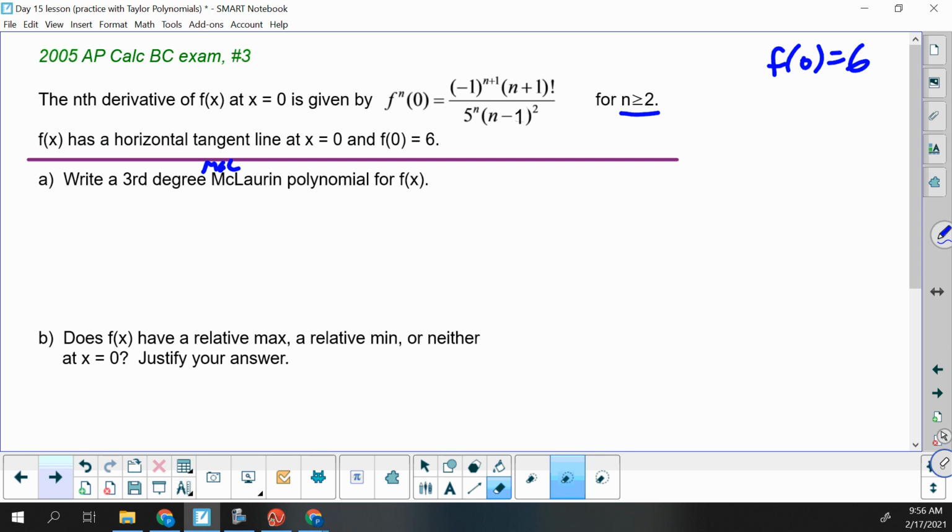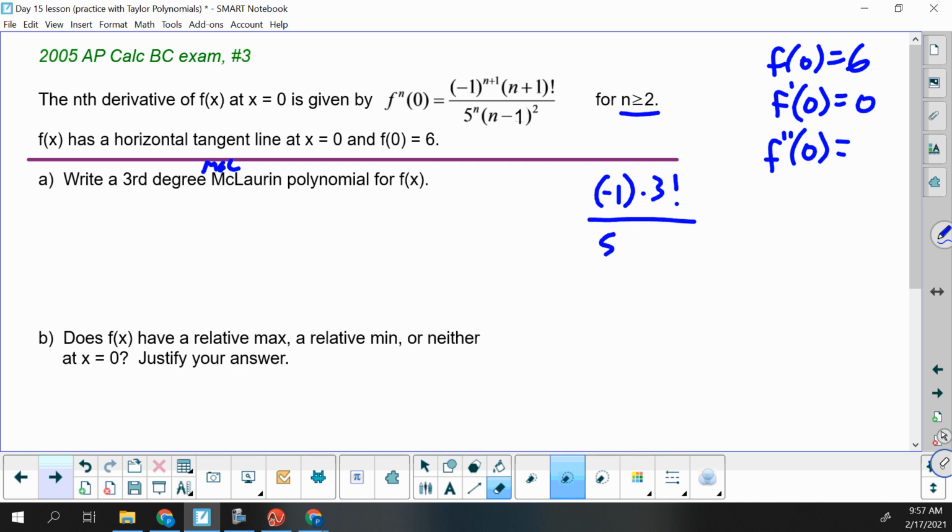Well, they tell us in the question that f of 0 is 6. If there's a horizontal tangent at x equals 0, that means our first derivative at 0 is 0. For our second derivative at 0, we've got to sub in 2 into our expression. So let's do the work here. So I have negative 1 raised to the third, so that's going to be negative 1 times 3 factorial over 5 squared, and then 2 minus 1 squared is just going to be 1. So this is going to be negative 6 on top and 25 on the bottom.